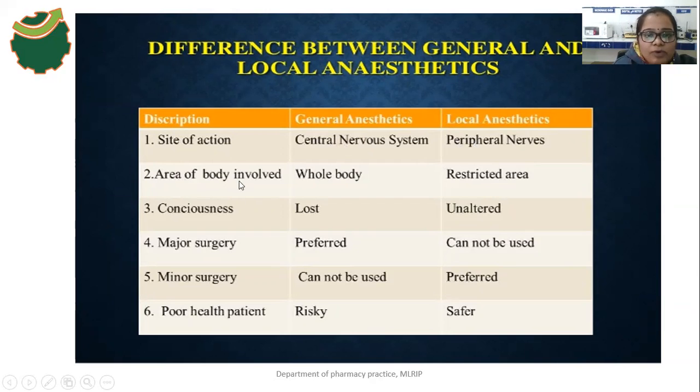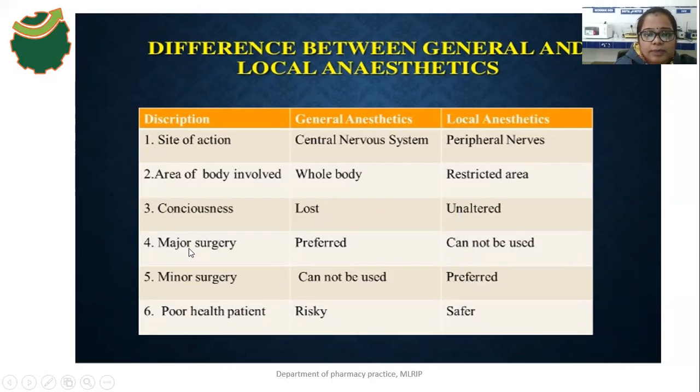And the area of the body involved is the whole body. So general anesthetics involve the whole body, but for local anesthetics only a restricted area is involved. In general anesthesia, the total consciousness is lost, but in local anesthetics, the consciousness is unaltered.